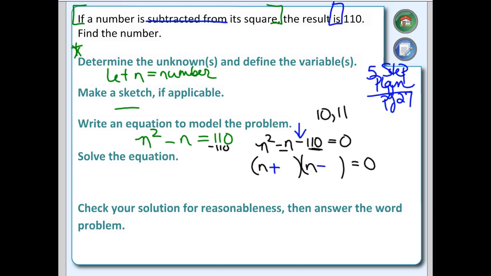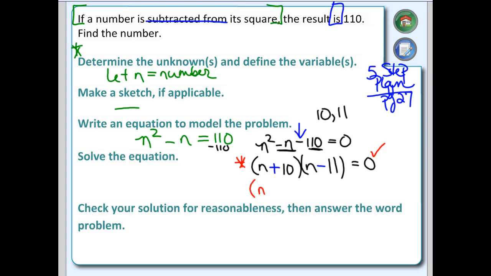Now, when I look at that linear term, it's negative, so that means the negative sign needs to be with 11, positive needs to be with 10. And so now it's in factored form. The whole thing equals 0. So where do we go next? That's right, each part equals 0.